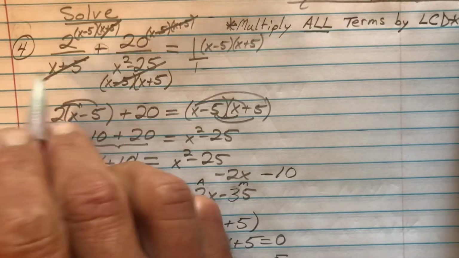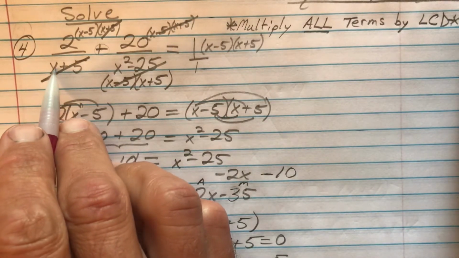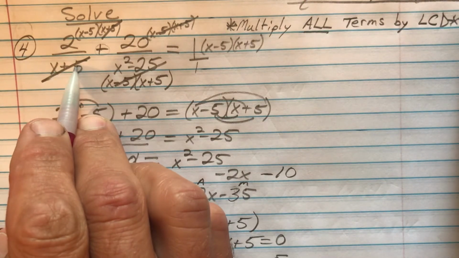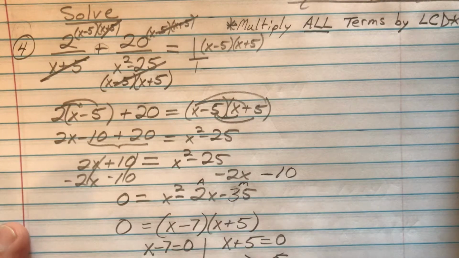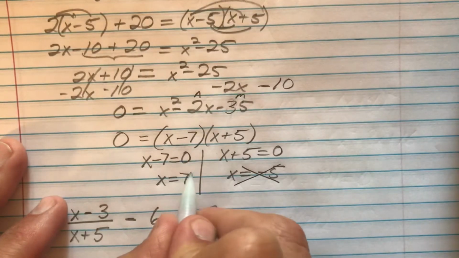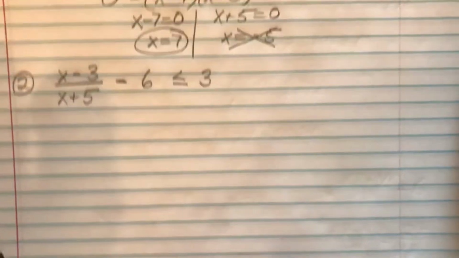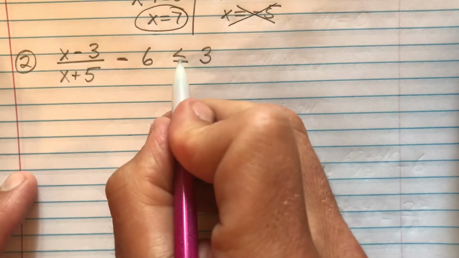Because look at the first numerator, or denominator. If you replace x with negative 5, plus 5 is 0. You can't have a 0 in the denominator. So our only solution is 7. Now let's move on and try an inequality.